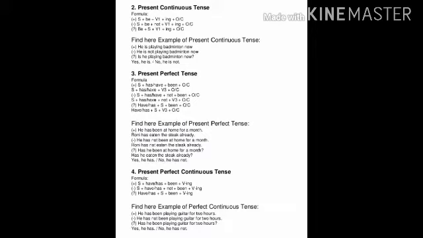Next is present continuous tense, in which the formula is subject plus be plus verb 1 plus ing plus other words. So first example of it is he is playing badminton now. If we take it into negative, he is not playing badminton now, and the same into interrogative, is he playing badminton now? Next is present perfect tense, in which the formula is subject plus has/have plus been plus other words.